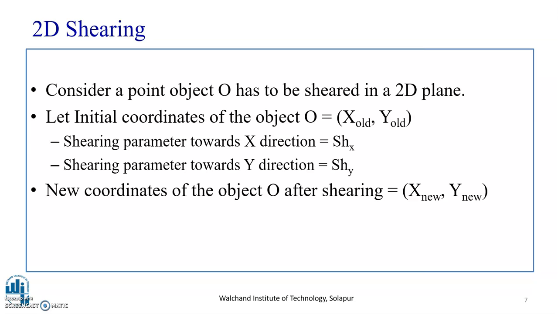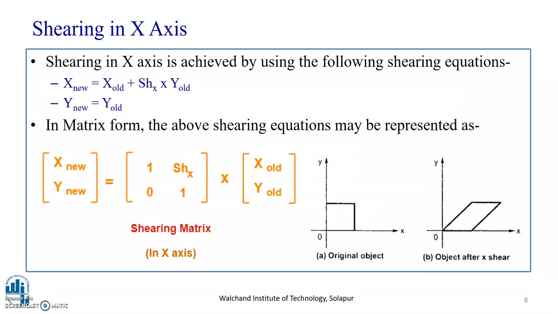Consider a point object O that has to be sheared in a 2D plane. Let the initial coordinates of object O be x old and y old. The shearing parameter towards x direction is represented as shx, whereas the shearing parameter towards y direction is shy. The new coordinates of the object O after shearing are x new and y new.